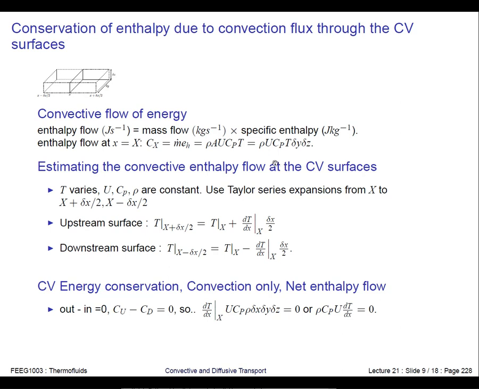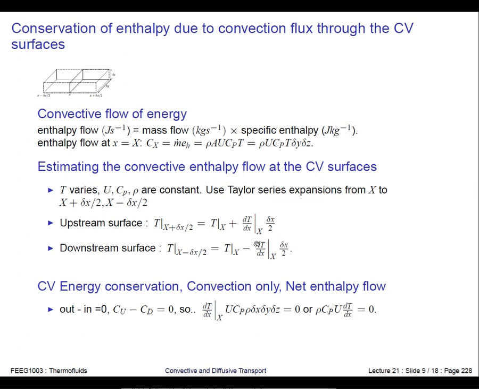If we think about it, the density is not going to change, the velocity is not going to change, Cp is not going to change, and the area is not going to change. So it's only the temperature that changes. So how does the temperature change? Well, we don't know, but we can estimate it using a Taylor series. So we can work out what we estimate the temperature to be on these two upstream and downstream faces, which are these two variables.